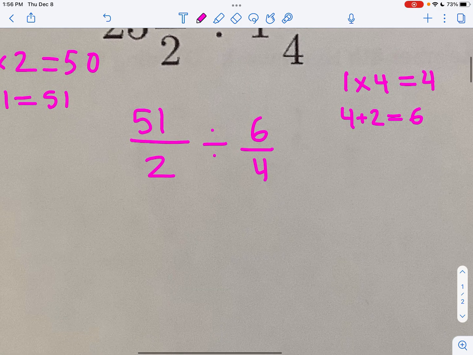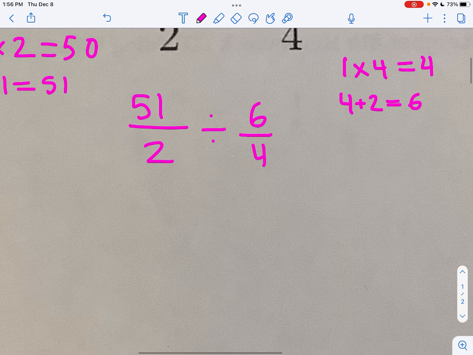All right. Now our next step is to keep the first number the same. So I'm going to have 51 over 2. That's not going to change. I'm going to switch this to a multiplication sign instead of a division sign. And I'm going to find the reciprocal of the second fraction by just flipping it, putting the top on the bottom and the bottom on the top. Now we're going to simplify.